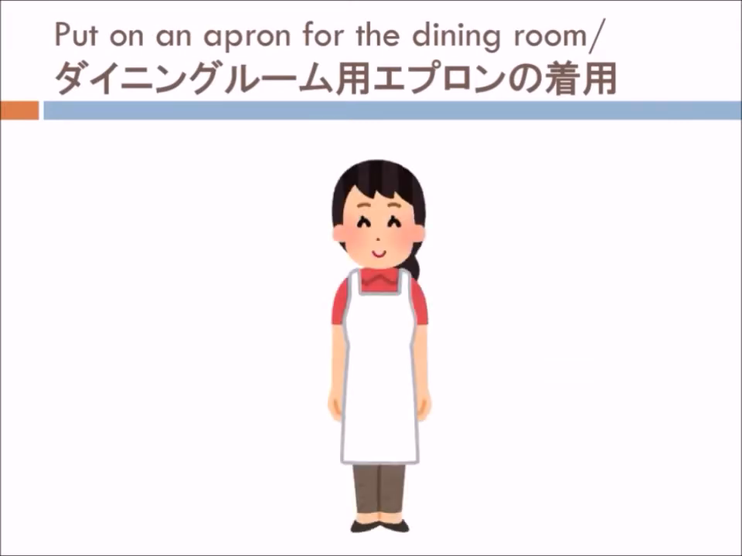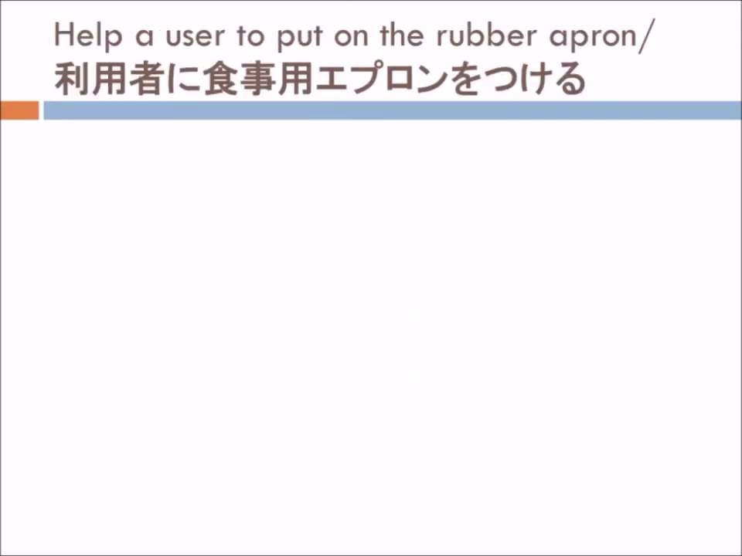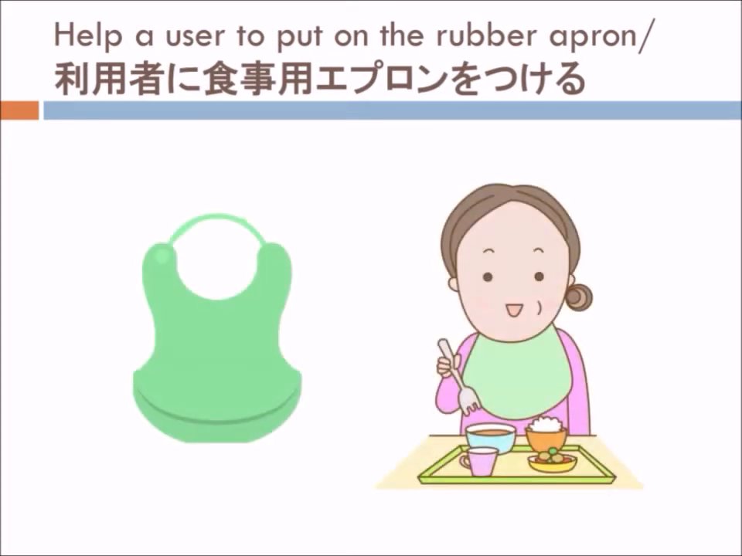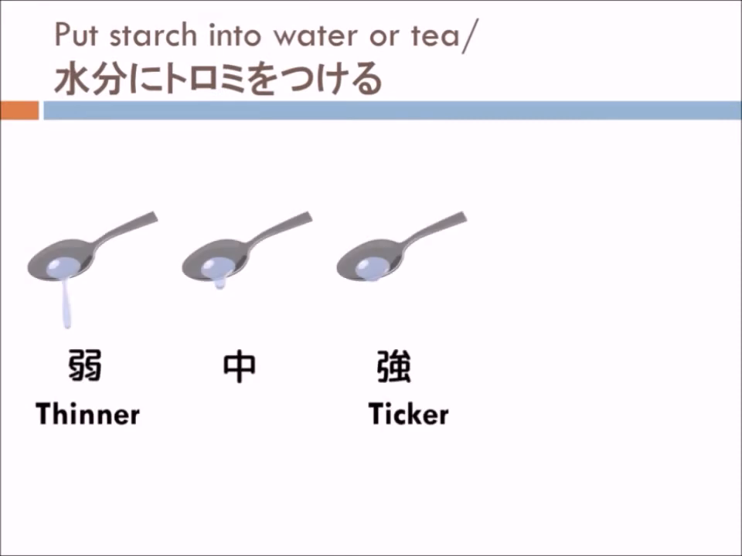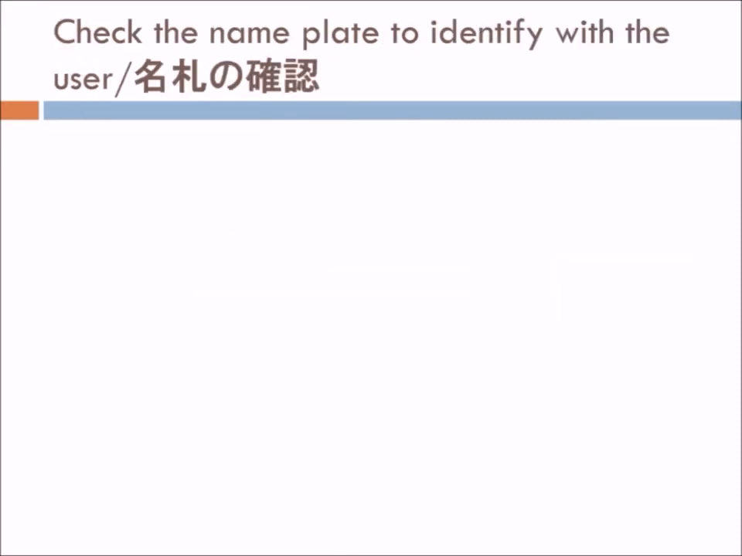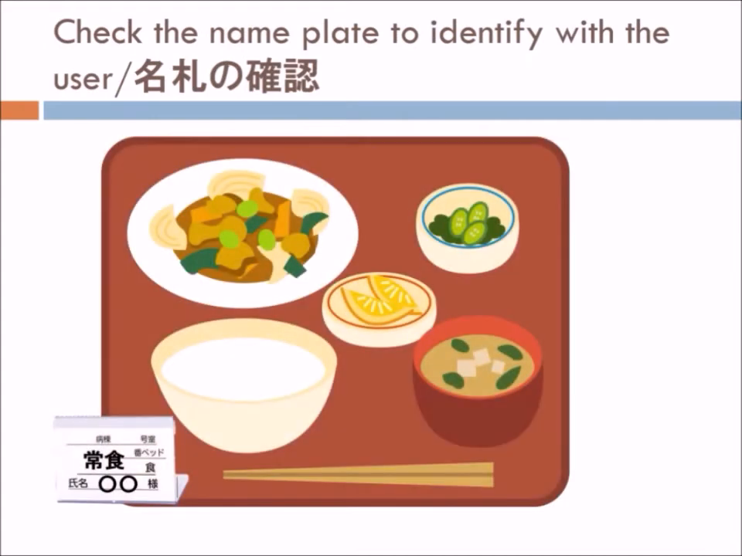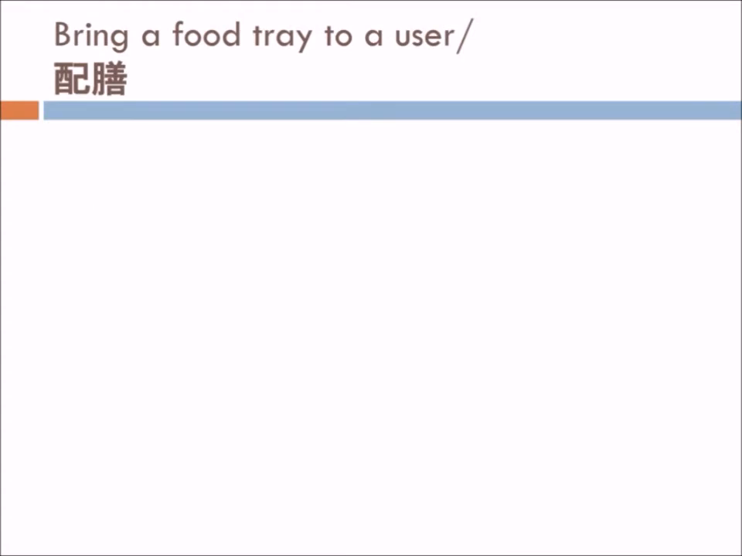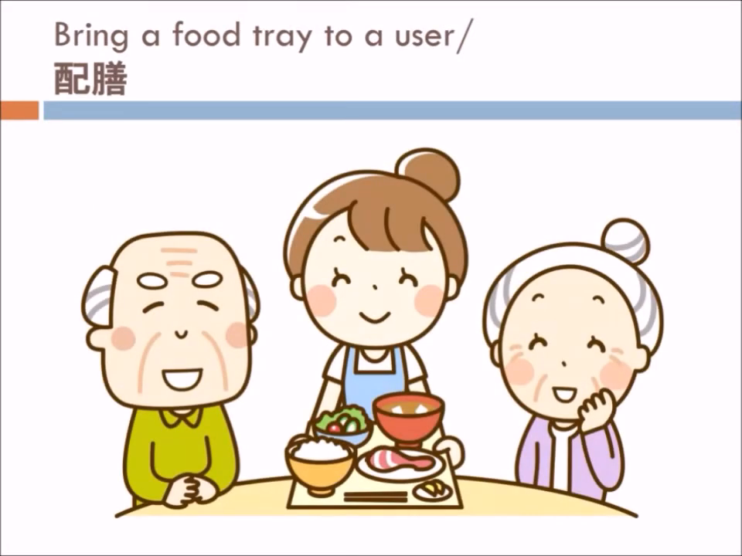Put on an apron for the dining room. Help a user to put on the rubber apron. Put starch into water or tea. Check the nameplate to identify with the user. Bring a food tray to a user.